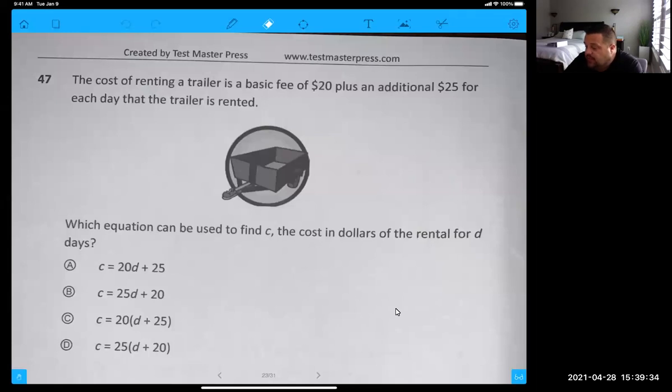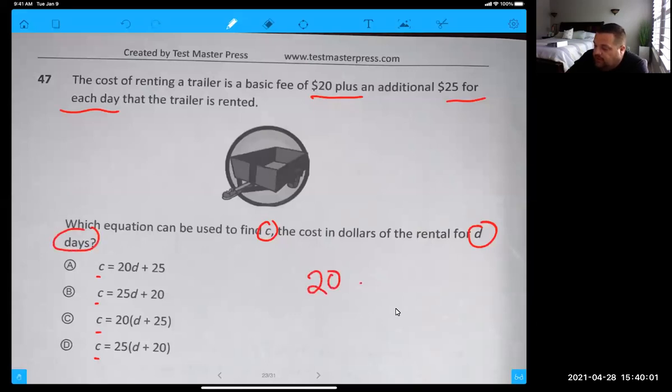So this is basically saying that the cost of the trailer is $20 plus $25 each day, right? So we want to find the cost of the rental for days. So all the choices give us C, right? So C equals what? What tells us the overall cost? Well, D equals day. So we know it's got to be $20 for each day. The D would be how many days, right?